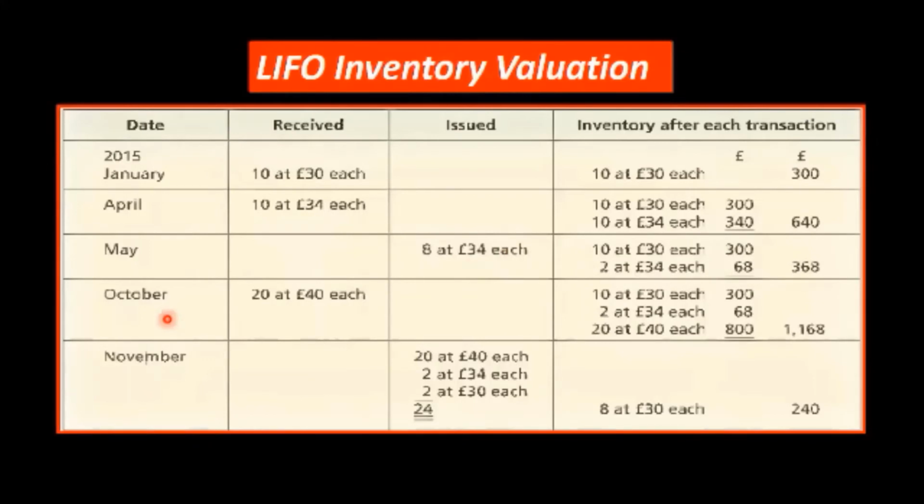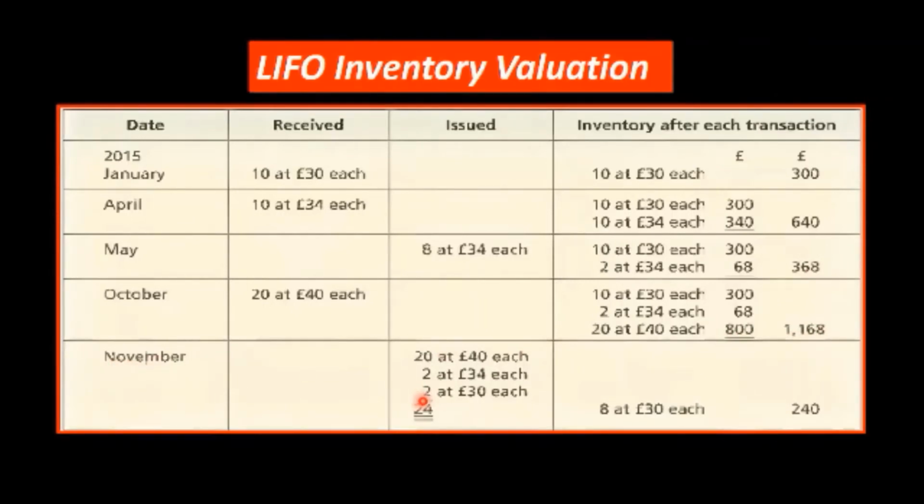In October, we buy another 20. We put it in here. So we have these 2 here, and they'll bring them back here. And we have the new 20 at 40, 800. We add the 800 to the 368, and we get 1168.